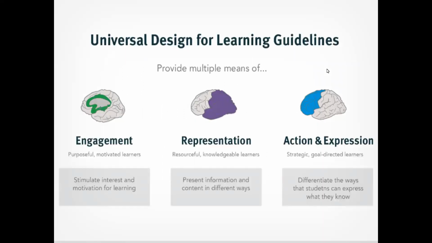So the Universal Design for Learning guidelines say that you should provide multiple means of engagement, which helps you to have purposeful, motivated learners by stimulating their interest and personal motivation for learning by offering lots of different ways of engaging. You should have multiple means of representation so that you're presenting information and content in different ways, creating resourceful, knowledgeable learners who not only understand all the different ways that the material can be presented, but also, if they struggle with one means of representation, can understand a different means of representation.